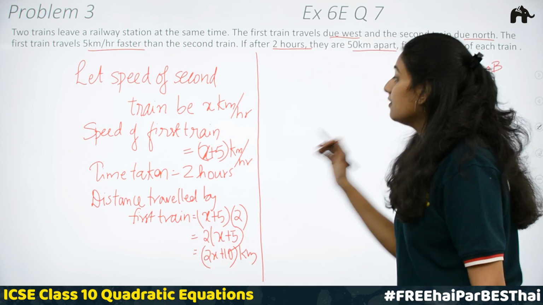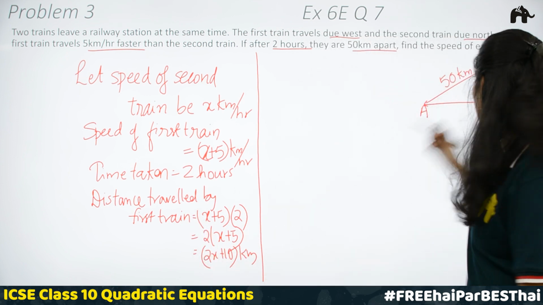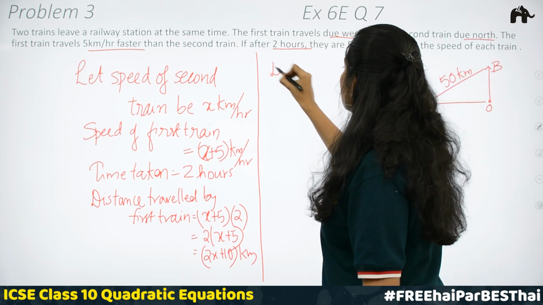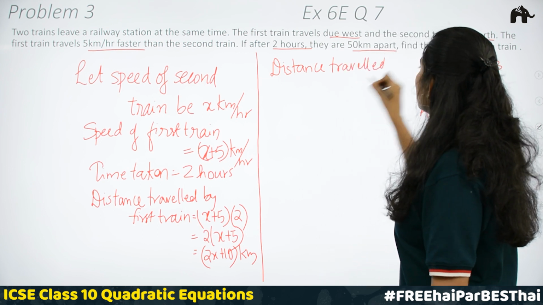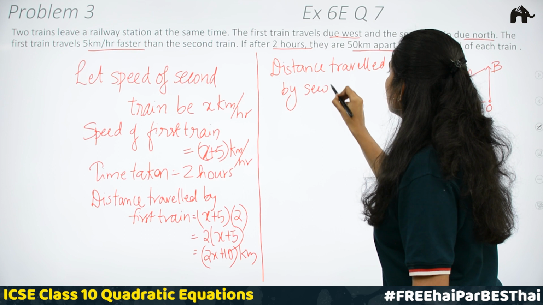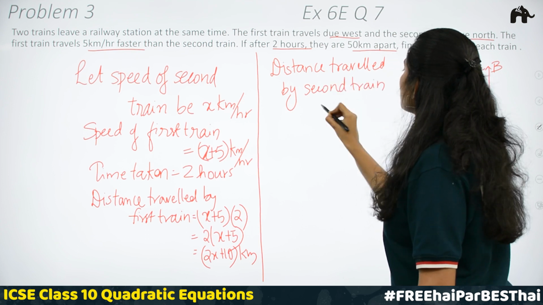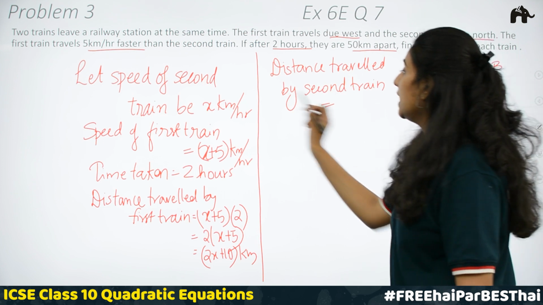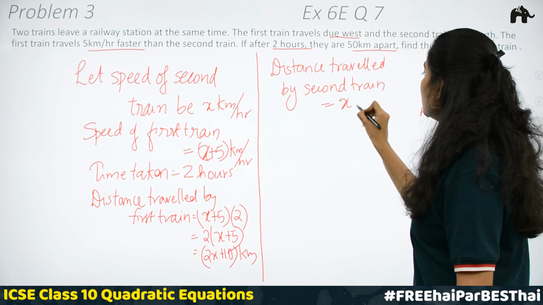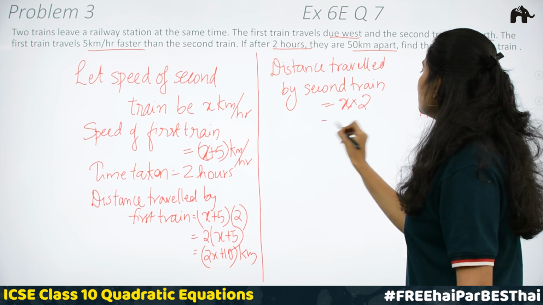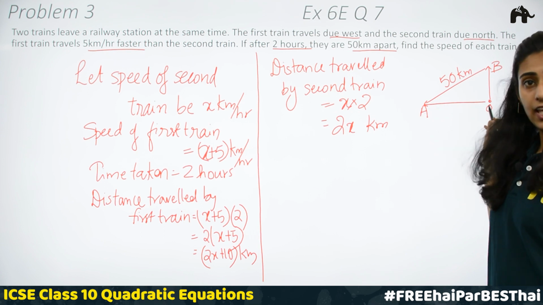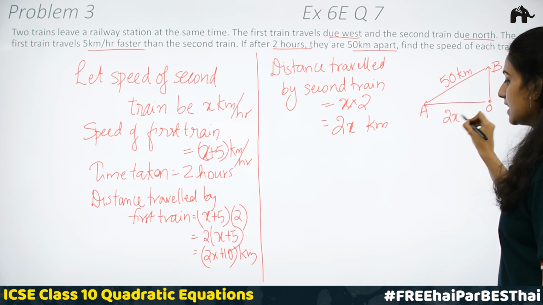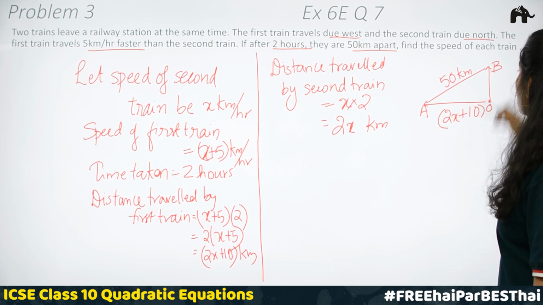Now, we need to find the distance travelled by the second train, that is OB. Distance travelled by the second train is equal to speed into time. Here the speed is x km per hour and time taken is 2 hours. That is 2x kilometers. Okay. We got OA is equal to 2x plus 10 and OB is equal to 2x.